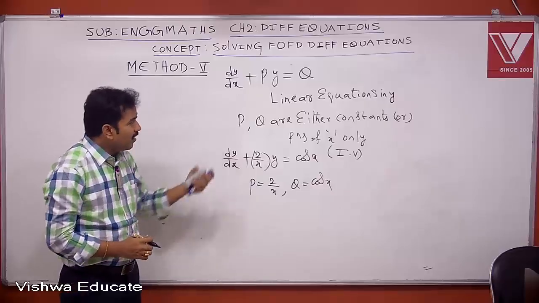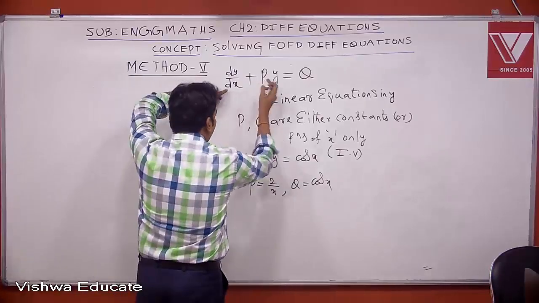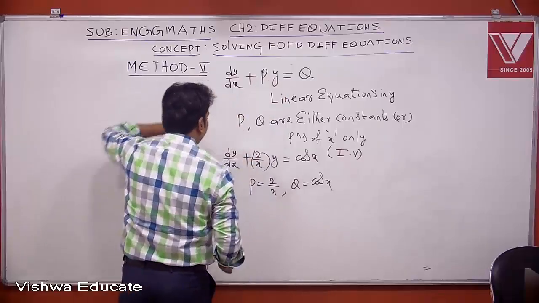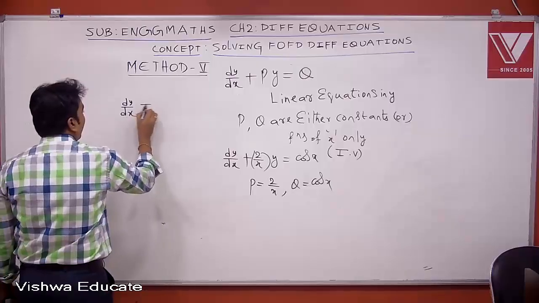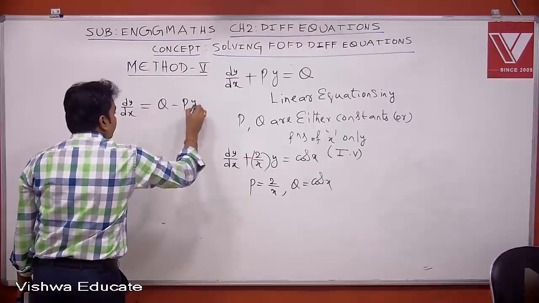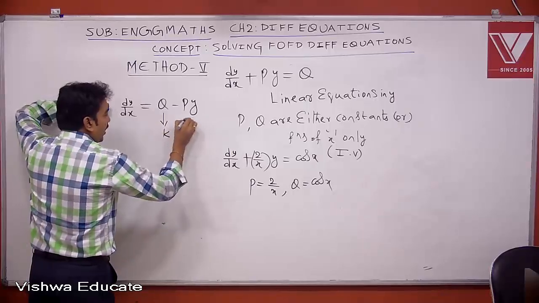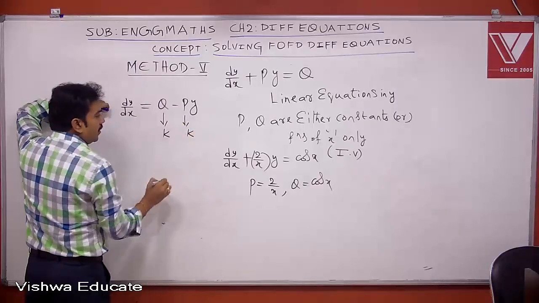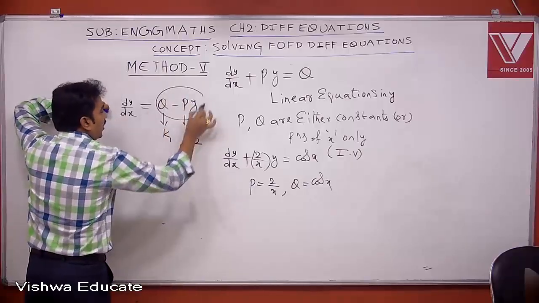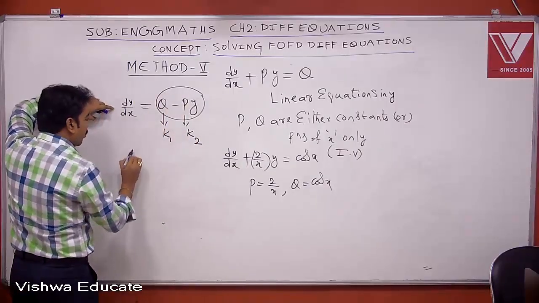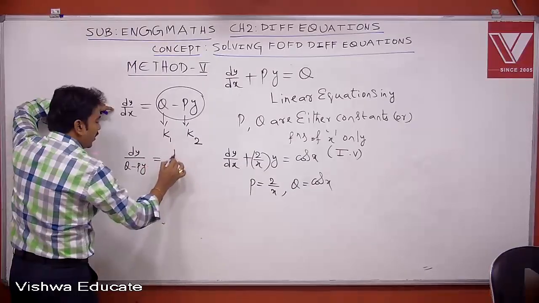Now, let us try to solve this equation. Suppose I manipulate the equation like this: dy by dx equal to q minus py. Suppose q is a constant expression and p is a constant expression, so this is some constant k1 and this is some constant k2, then this will be purely a function of y only. Then you can cross multiply this equation like this, so dy by (q minus py) equal to dx.